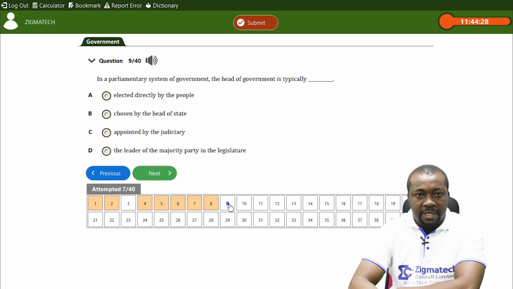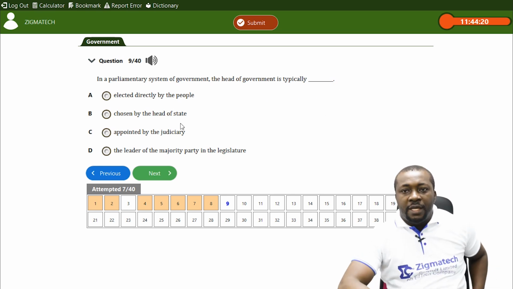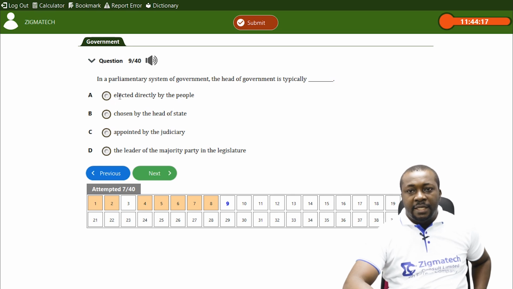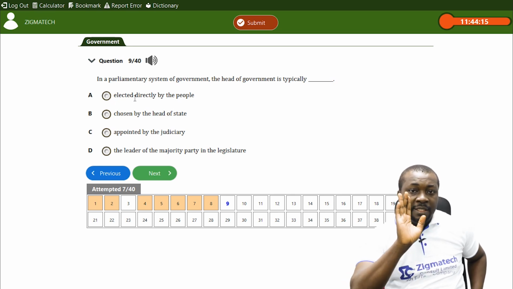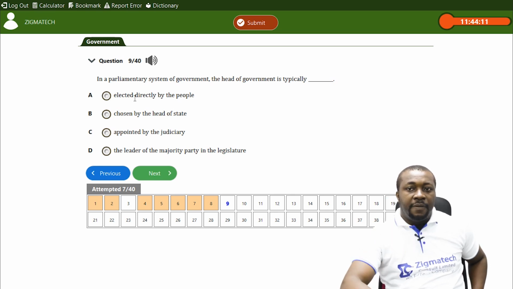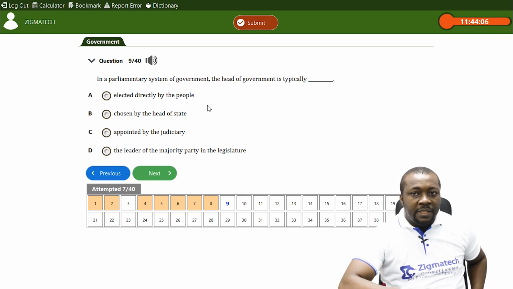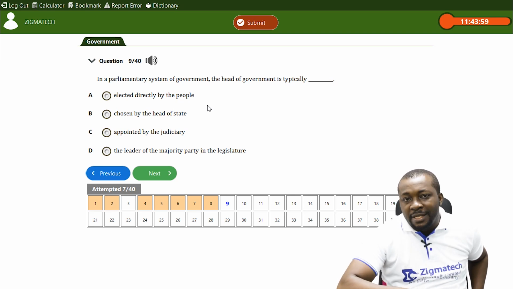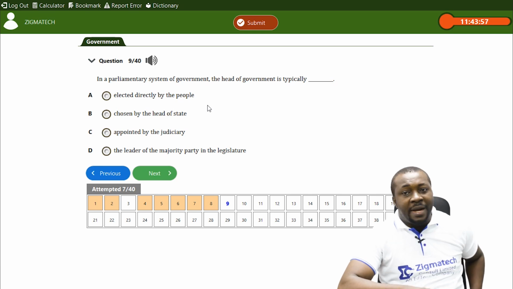Question number 9 says, in a parliamentary system of government, the head of government is typically dash. Option A says, elected. Remember, the head of government is the prime minister. Now, option A says, elected directly by the people. No. The prime minister is never elected by the people. The people only elect the parliamentarians, that is members of the parliament.